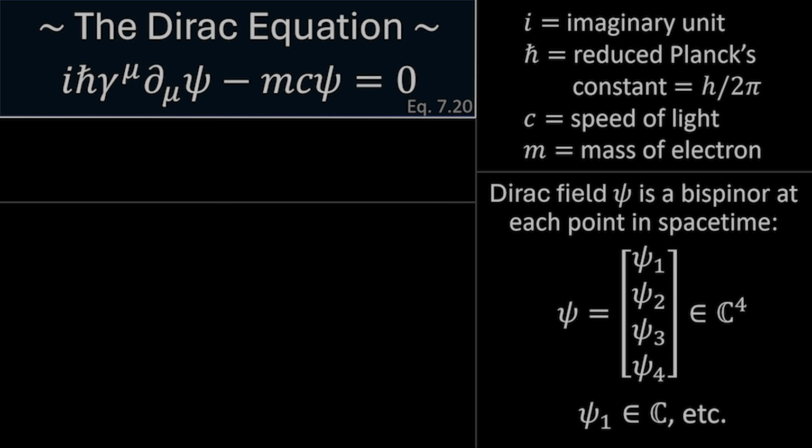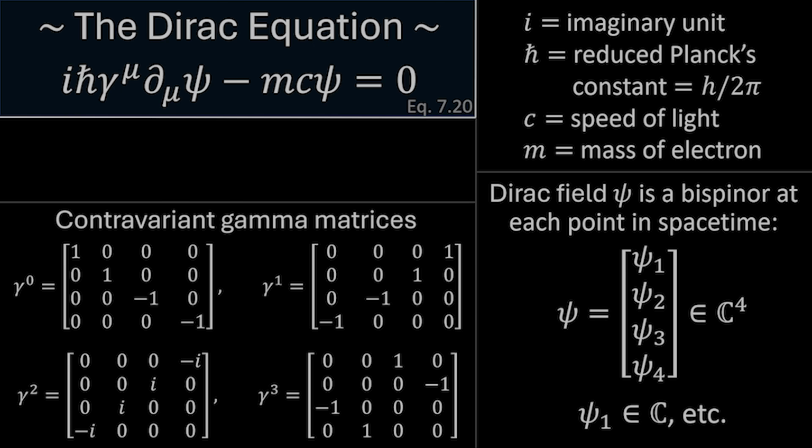Okay, now in this expression, we see the 4 contravariant gamma matrices, which are 4x4 matrices containing a bunch of zeros and some 1s and i's. These gamma matrices have the properties required to have a first-order differential equation, which uses the quantum mechanical energy momentum operators and also satisfies the relativistic mass-energy momentum relation, also known as the mass shell.